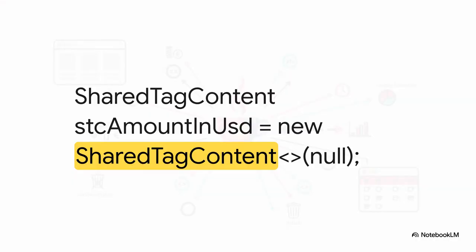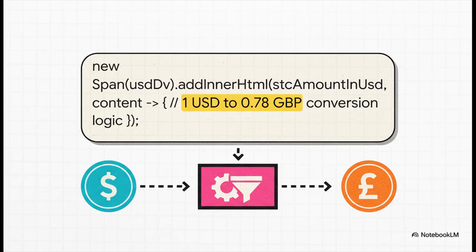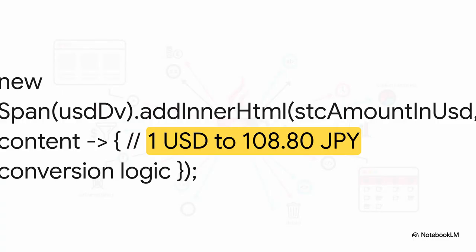Let's walk through a real-world example. Imagine we're building a currency dashboard. We'll start by making a SharedTagContent object that can hold a big decimal, which is perfect for handling money without any weird rounding errors. We'll call it STC, amount in USD. Okay, first up, we need a spot to show British pounds. So we make a span tag. But when we subscribe it to our main USD object, we also pass in this little lambda function. That's our formatter. It's the special sauce that takes the raw dollar amount and knows exactly how to convert it to pounds. And then we do the exact same thing for Japanese yen.